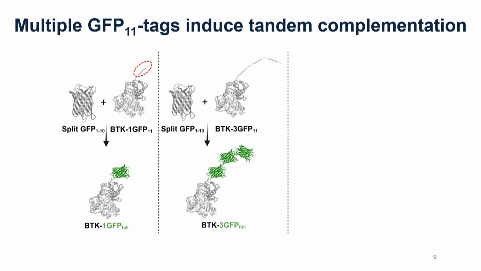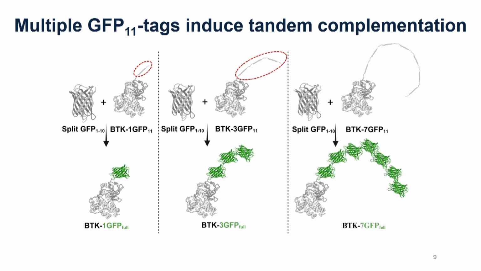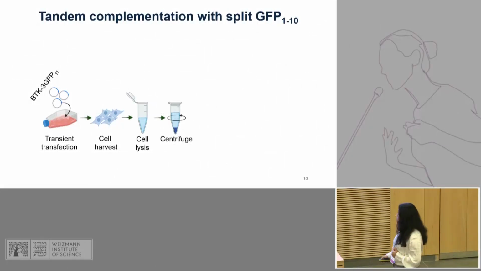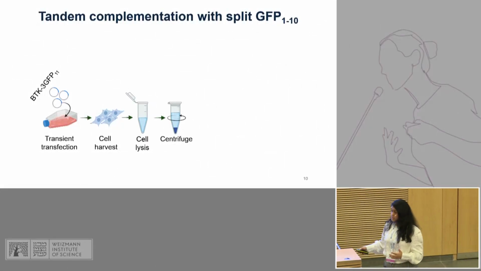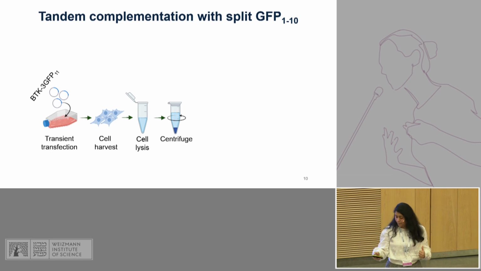Also, because of the small size, we can increase the repeats. So we have fused here 3 tags and then interacted with the split GFP. Also, we did fusion with 7 GFP 11 tags and then interacted, and finally formed the full GFP target protein complex. Let's see how we did. So today I will show mostly the results with 3 GFP 11 tags.